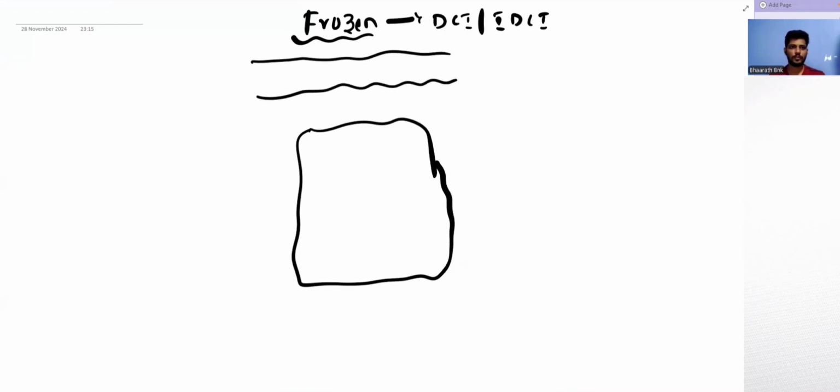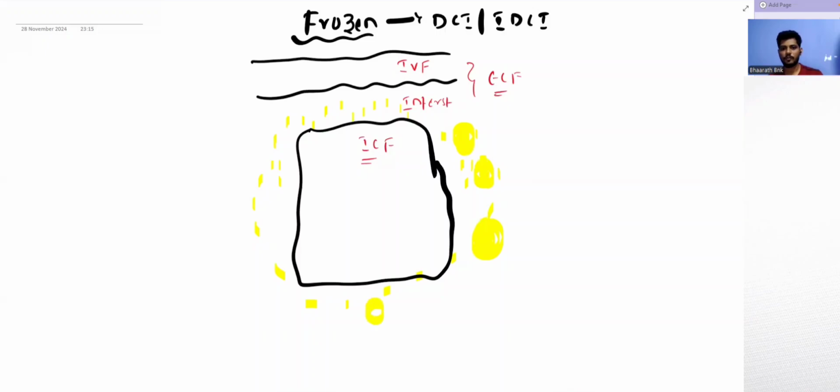Right? So whatever the fluid is there, this is an intravascular fluid, and this is an interstitial fluid, and this is intracellular fluid. Right? So these two together are extracellular fluid. So this is ECF and this is intracellular fluid. Now, when you freeze this tissue, whatever fluid is present in the extracellular space, because of the sub-zero temperature, becomes converted into ice crystals. Now, these ice crystals are formed from the water of the ECF. Whatever the water is there in the ECF, that gets sequestered and forms an ice crystal.